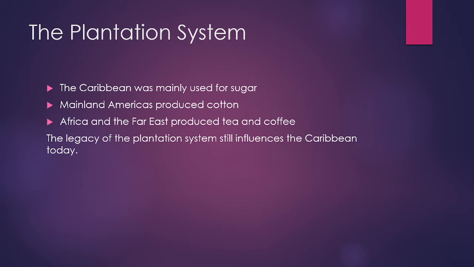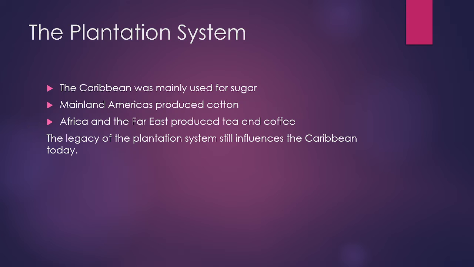So the plantation system, the Caribbean was mainly used for sugar, yes, and the mainlands and Americas produced cotton. Africa and the Far East produced tea and coffee. All had their own plantation system. It was just for different goods.